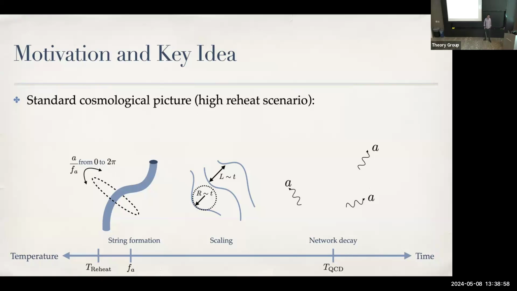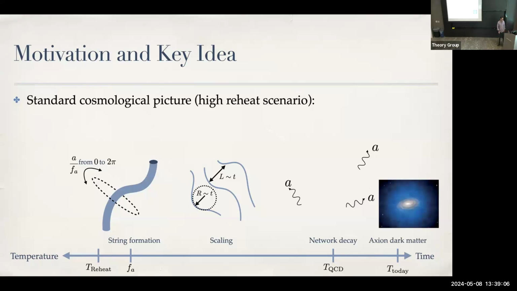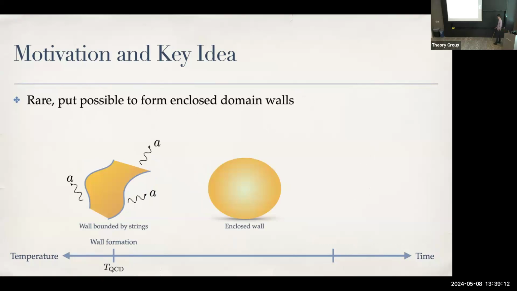The key thing is that these axion domain walls will pull on the string network near the QCD phase transition, and the whole network will decay, and lots of axions will be emitted, such that today there is a large amount of axions, which can be the dark matter. And that's the standard cosmological picture.